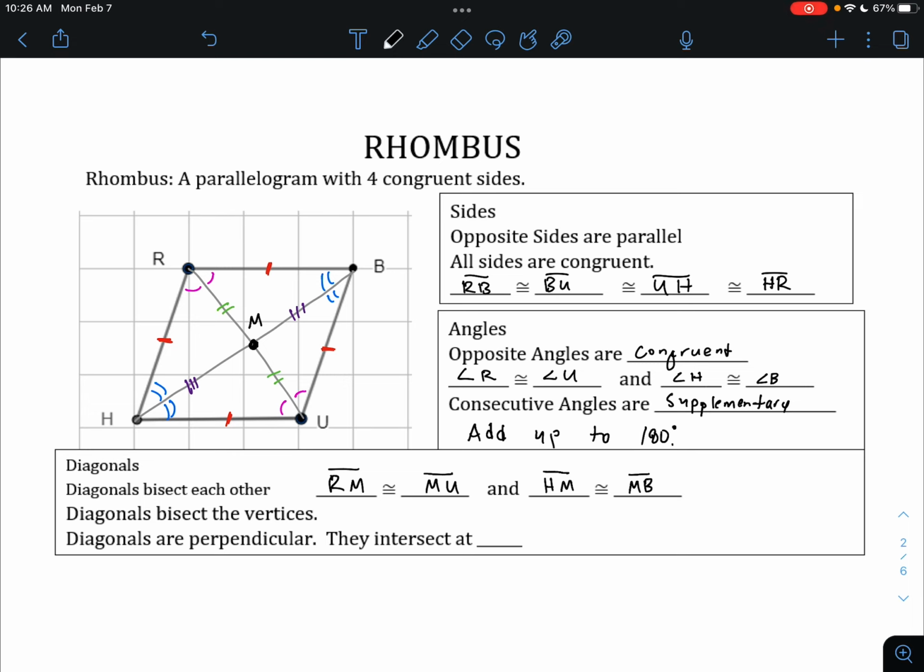And the last thing we want to talk about with a rhombus, this is the last special property, is that the diagonals intersect at 90 degrees. They are perpendicular. So there should be a right angle right there in the middle.